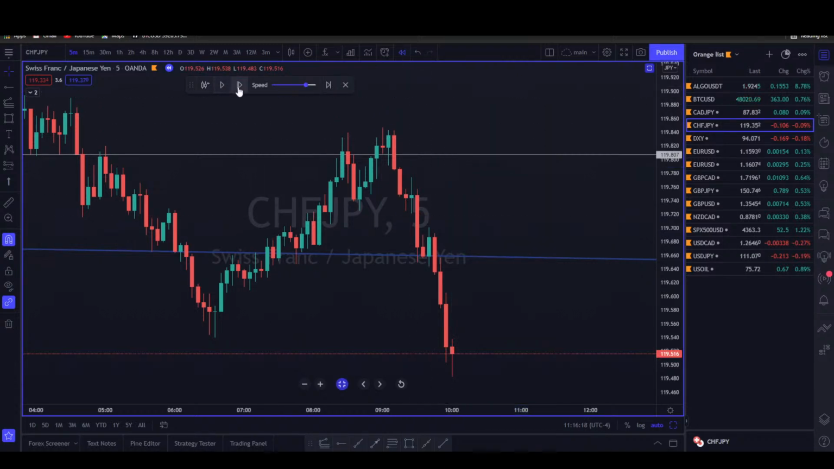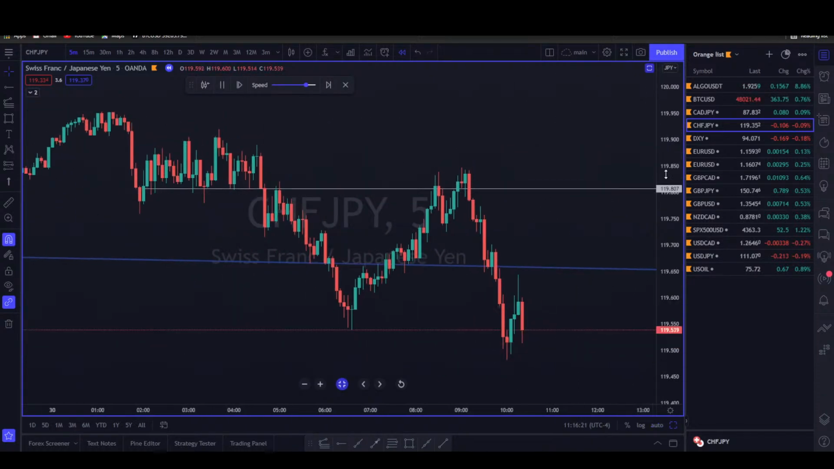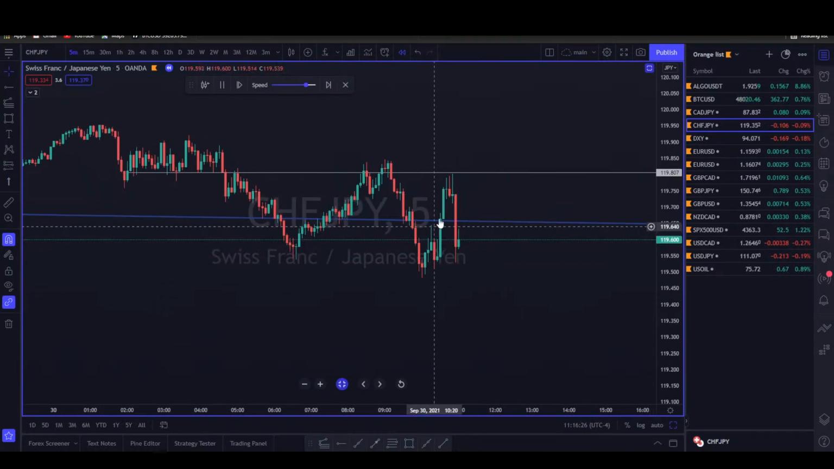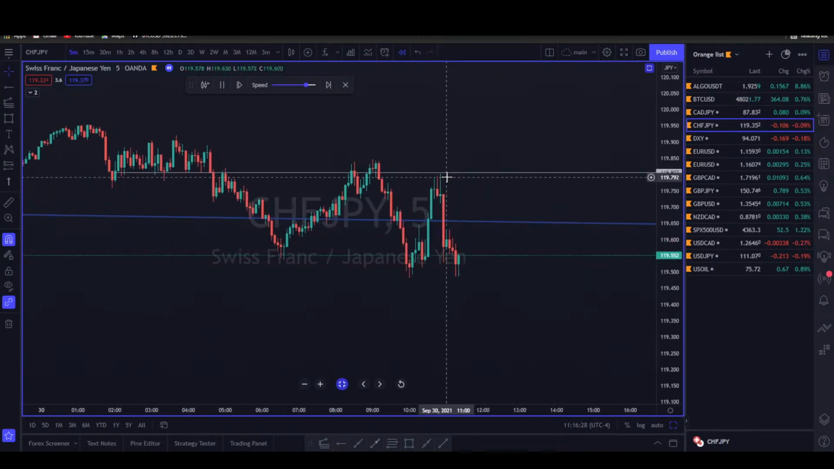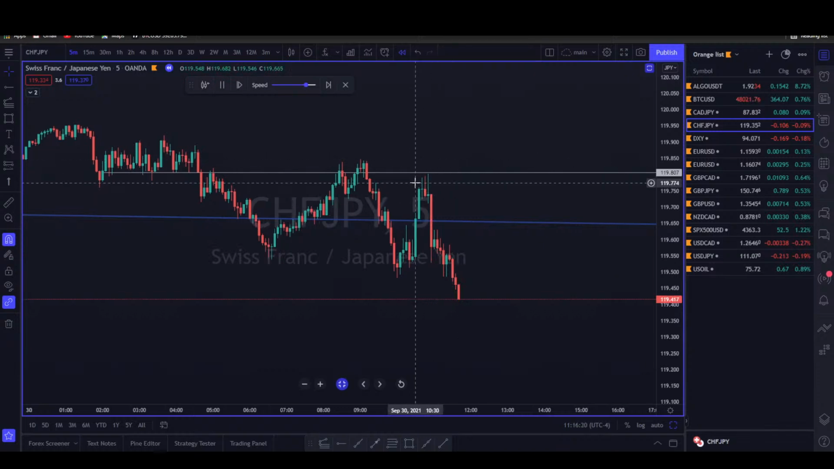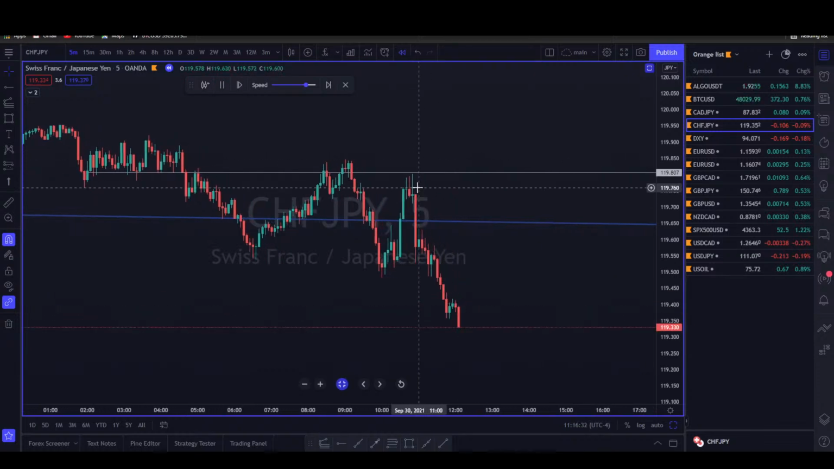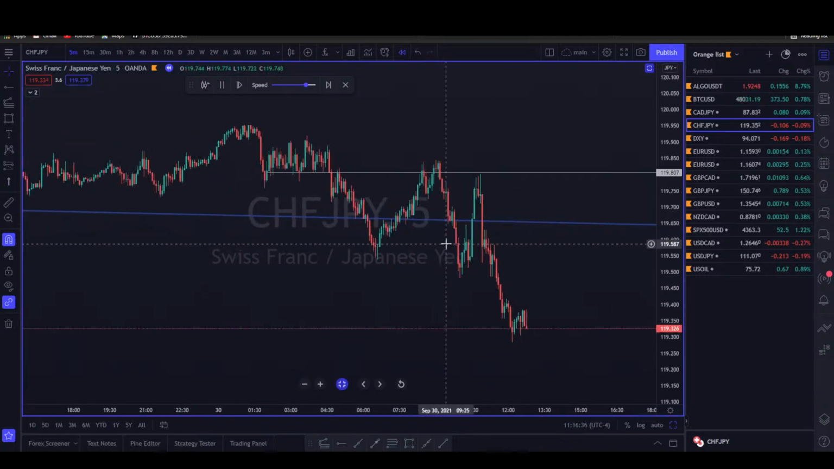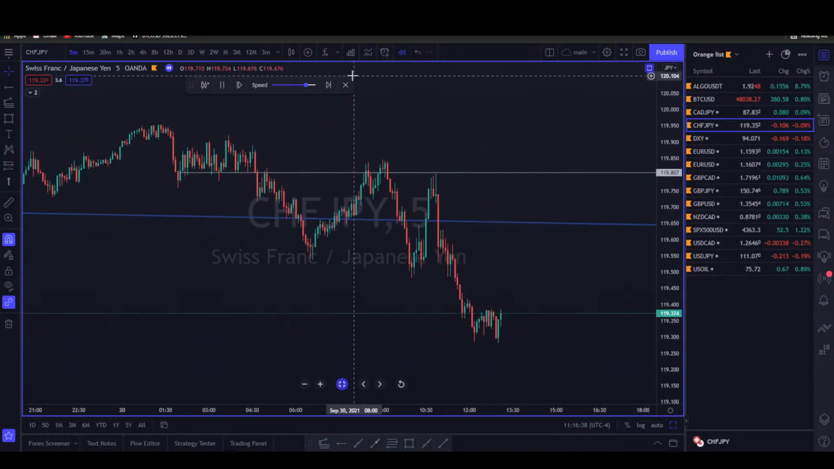And then this thing carried on, right? Carried on. Traded all the way back up to my entry, but I had already taken profits at that time, so I was safe, right? And then you got range expansion to the downside. That's what we're trying to do every single day.